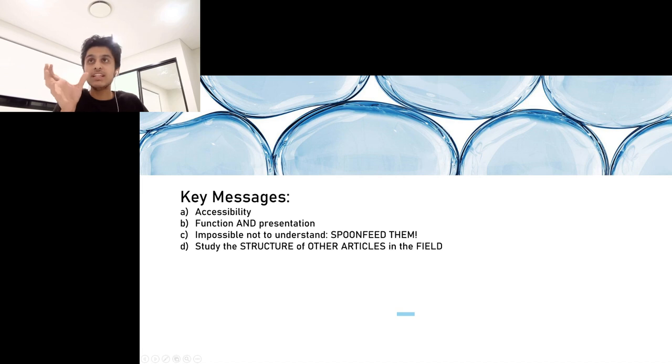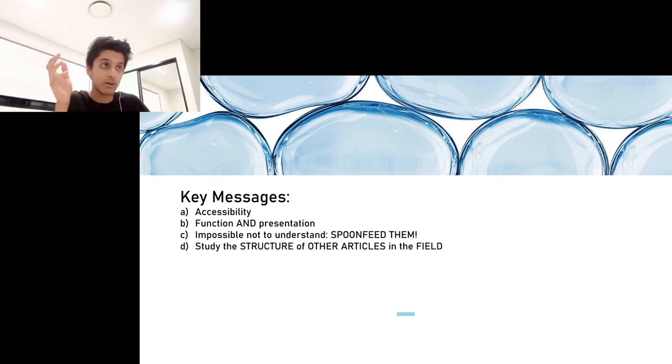Okay, the reader needs to be shown the function of data or information, not just presented with it. That's the second point. Now C, the aim is not simply to make it possible for the reader to understand. The aim is to make it impossible for the reader to misunderstand. And fourth, evidence-based guidance can be obtained by studying the structure and language of successfully published papers. So these four messages are what we've looked at before.